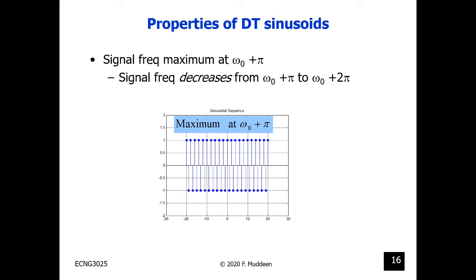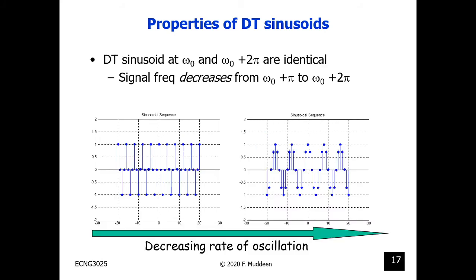However, when we move from omega naught plus pi to omega naught plus 2 pi, we get the reverse effect. The signal frequency starts to decrease, meaning that we need more samples to actually start representing our original signal. So instead of having these nice 4 samples here, we're now going to have to use more samples accordingly to represent our original content of the discretized time, so this is the discretized time sinusoid.